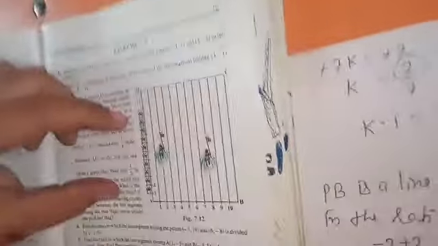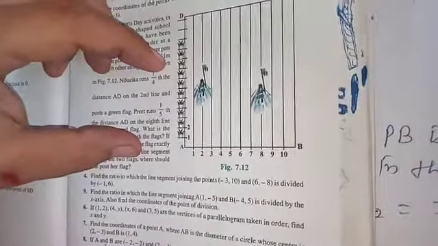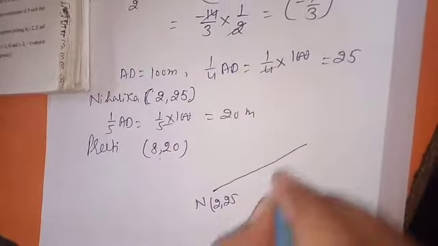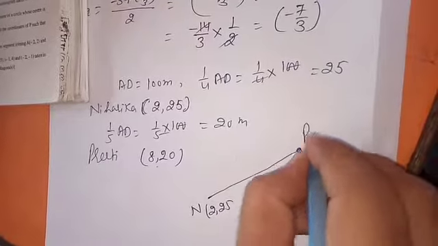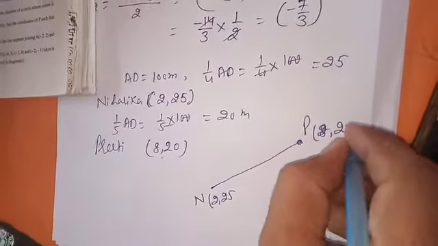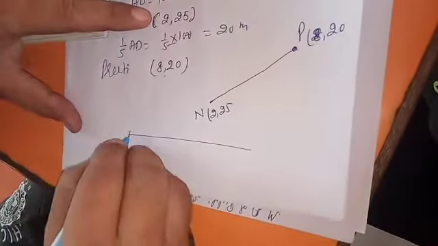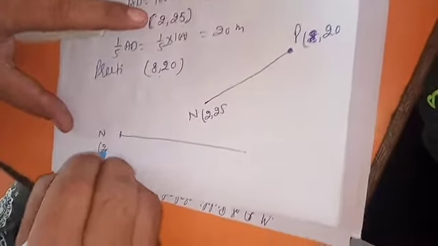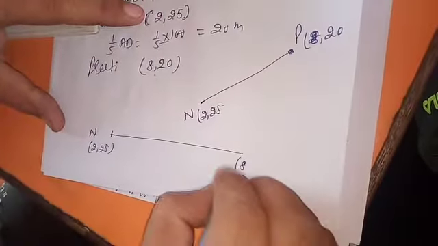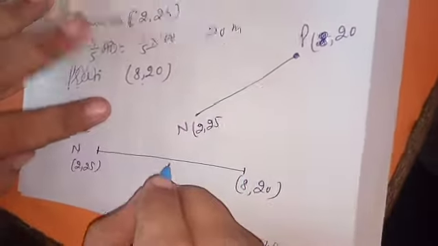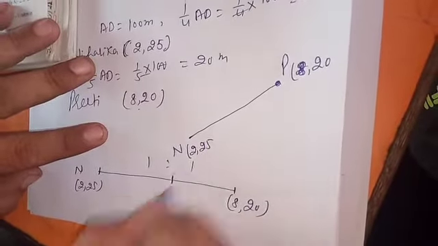Understood? Rashmi has posted the blue flag exactly halfway between the line segment joining, so one is here and another is here. Niharika is at 2 and 25, and here is Preeti, whose coordinates are 8 and 20. Between these, meaning divided in which ratio? 1:1.